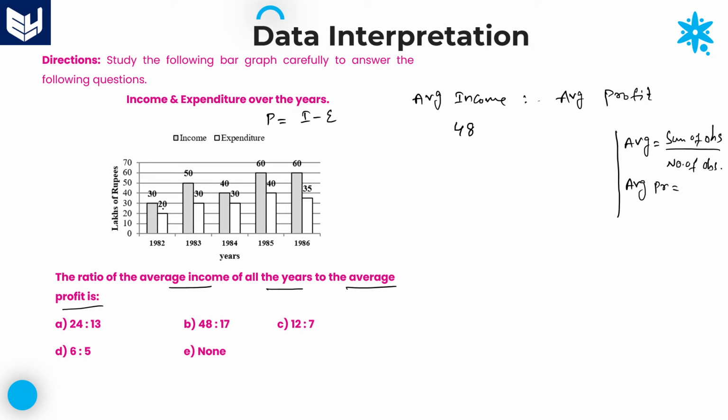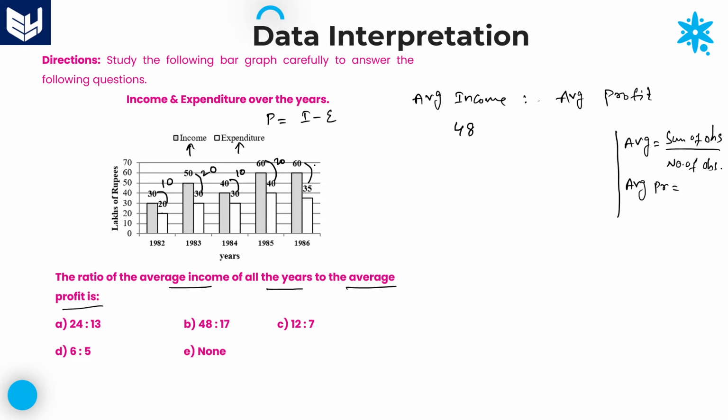Here 30 minus 20. All the first values are representing income. Second values are representing expenditure. First value minus second value. 30 minus 20, 10. 50 minus 30, 20. 40 minus 30, 10. 60 minus 40, 20. 60 minus 35.